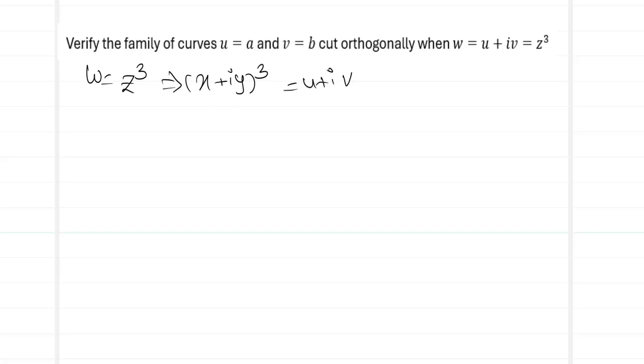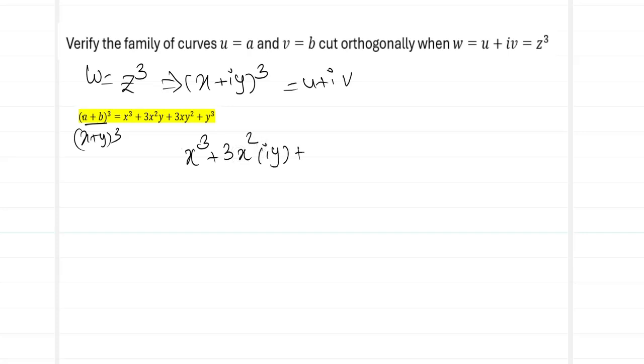So I need to use my a plus b the whole cube formula for my expansion. What is my a plus b the whole cube? a cube plus 3a square b plus 3ab square plus b cube. So I am going to expand it using this format. In place of a, I have x, and in place of b, I have iy. So this is x cube plus 3x square, and in place of y, I have iy, plus 3x, iy the whole square, plus the last term, iy the whole cube. So this is going to be my u plus iv.